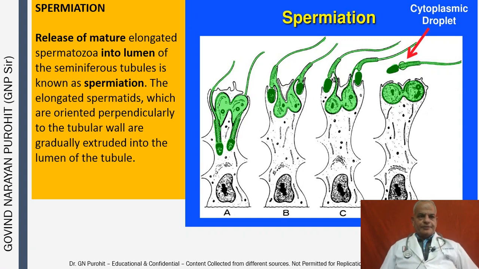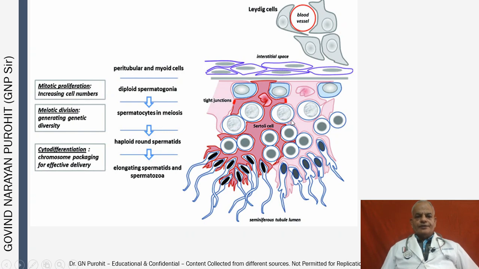Now we talk about spermiation. Spermiation is the release of mature elongated spermatozoa into the lumen of the seminiferous tubules. The elongated spermatids, which are oriented perpendicularly to the tubule wall, are gradually extruded into the lumen of the tubule. You can see here, gradually they are released into the lumen. They will have a cytoplasmic droplet, a distal cytoplasmic droplet. So this is how it actually happens. This is the Leydig cells. These are the interstitial space. These are the tight junctions, Sertoli cells, and these are the elongated spermatids and spermatozoa.